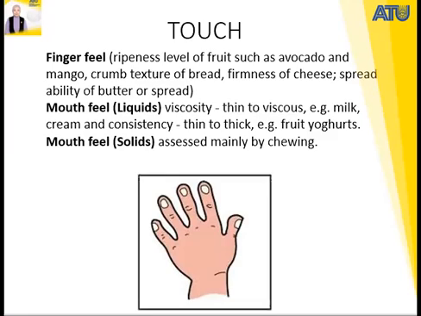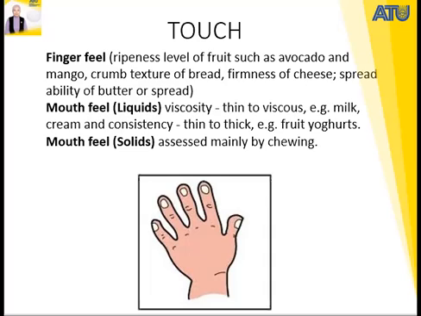In everything we do, we need to touch and feel. Our touch abilities can never go away or fade with time. First, what is important is finger feel. We can feel the ripeness level of fruits such as avocado or mango, the crispness of bread, the firmness of cheese, the spreadability of butter or spread, and so on.